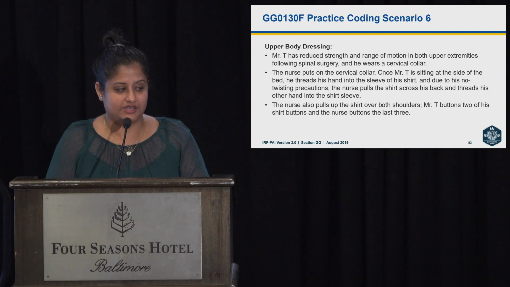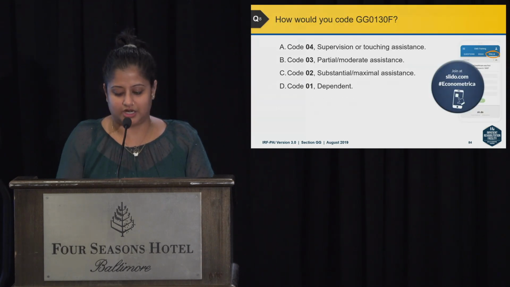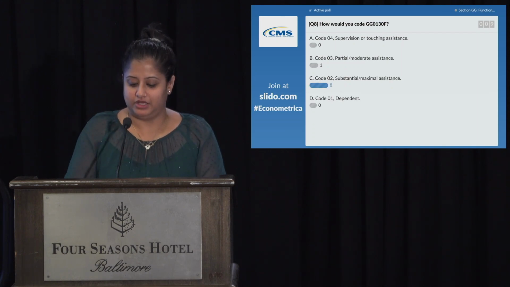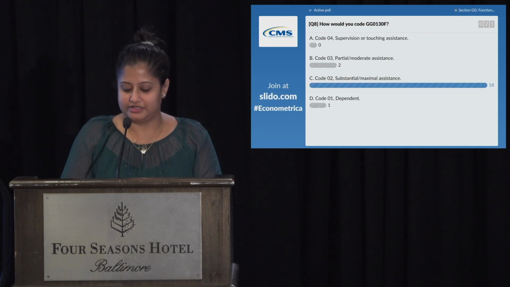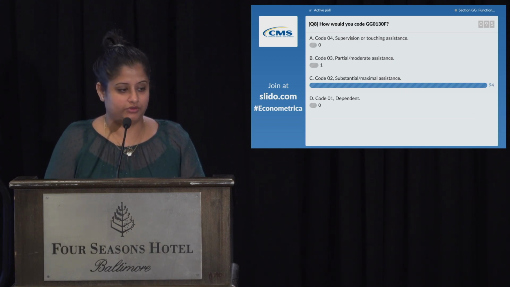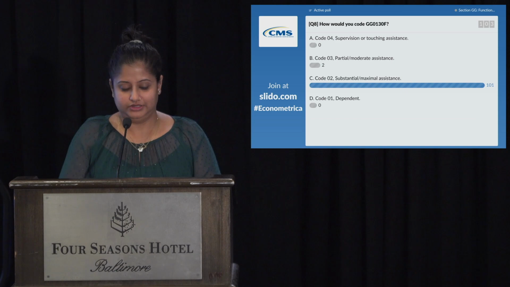So based on this, how would you code GG0130F? Your options are A, 04, supervision or touching assistance, B, 03, partial or moderate assistance, C, 02, substantial or maximal assistance, or D, 01, dependent. And I know we're going through these relatively quickly, but I hope you are getting the opportunity to use the decision tree too if you're stuck.